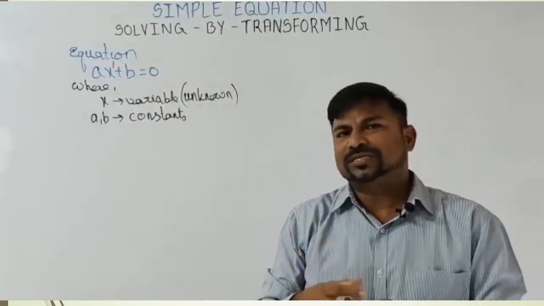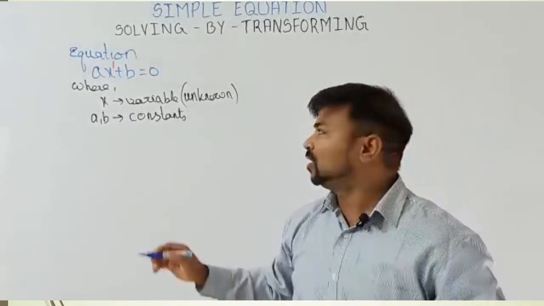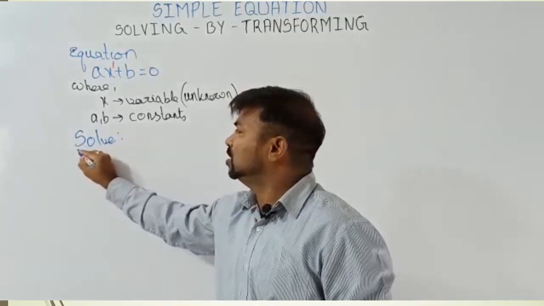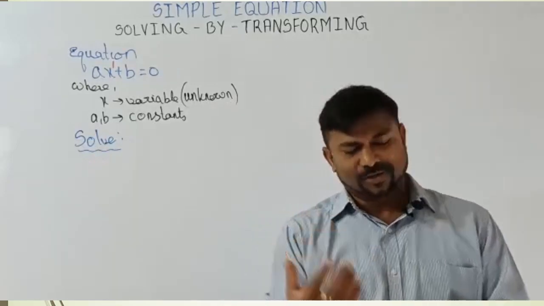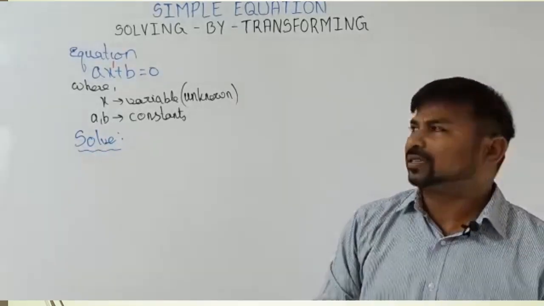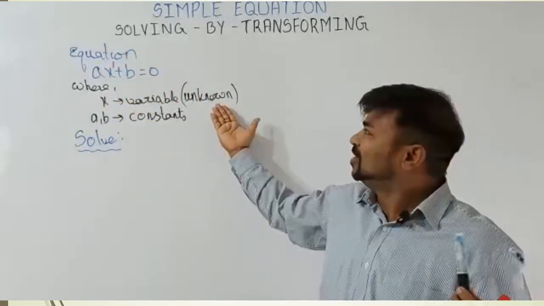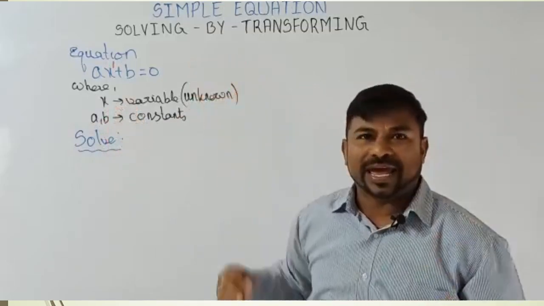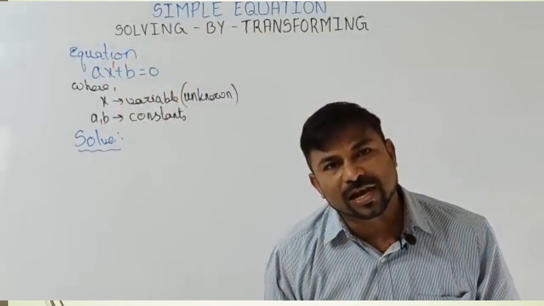Now, with the help of the simple equation, what are we planning to do? The plan is to solve it. What is the meaning of solving? Solving is a very simple method: finding the value of the unknown. So that's what I said. A and b are nothing but the constants. We have a value there.